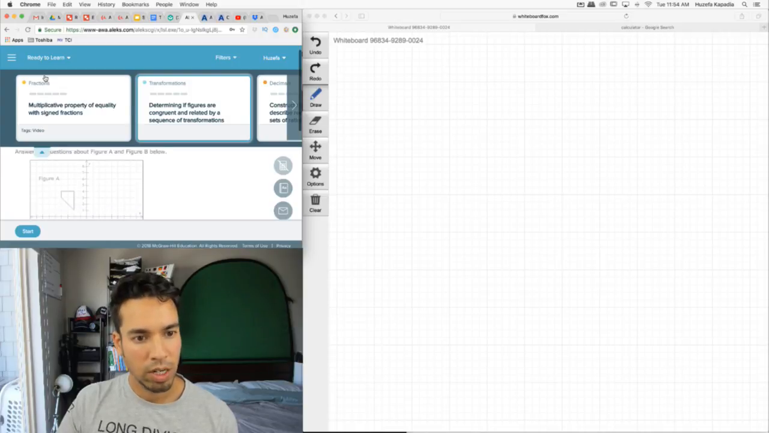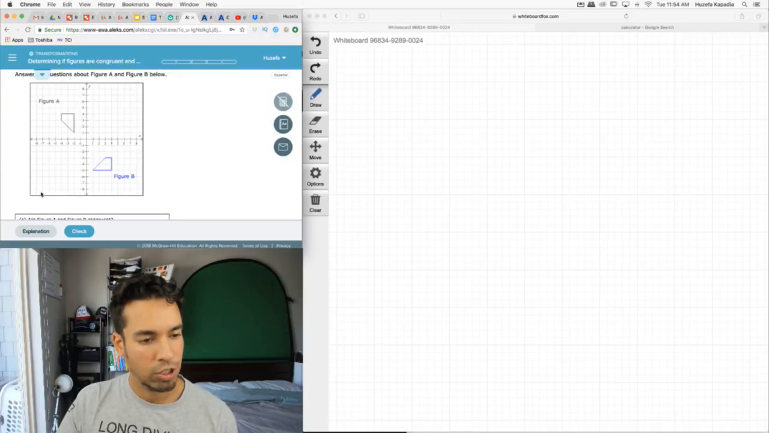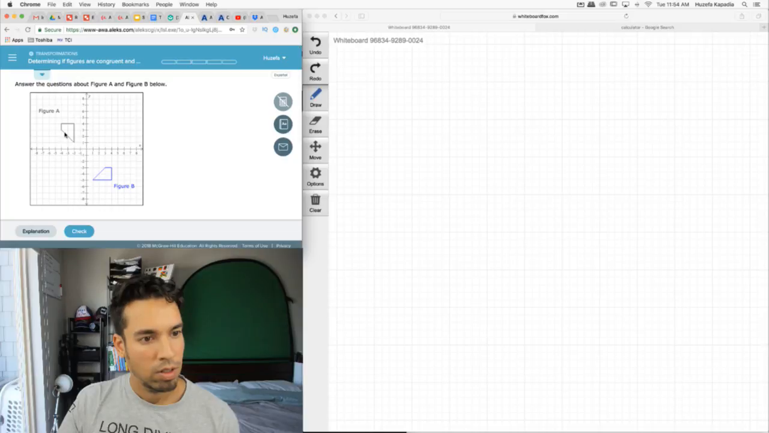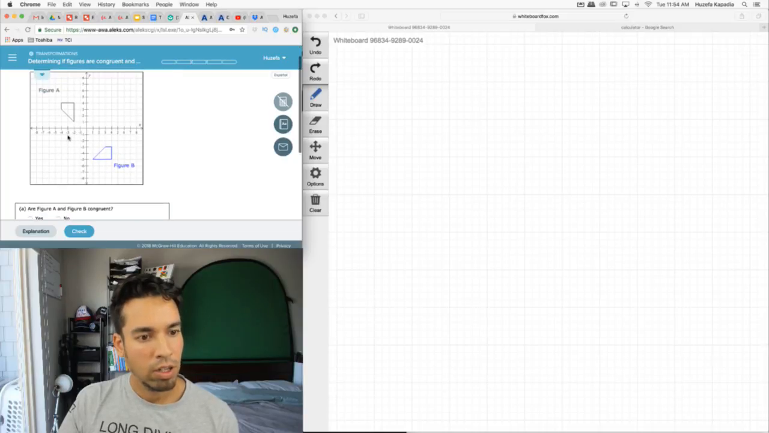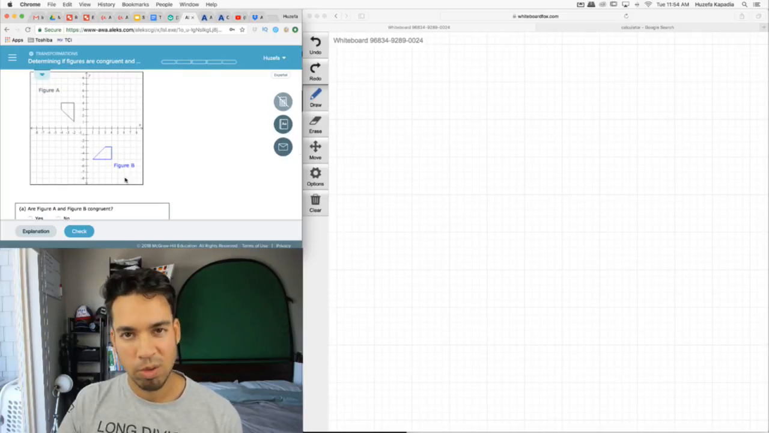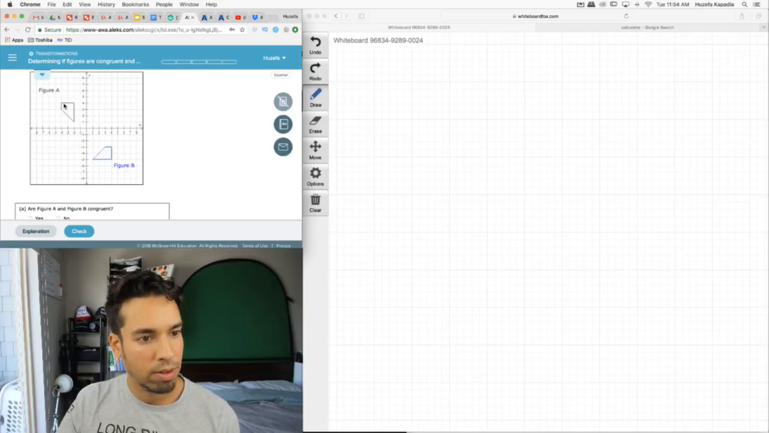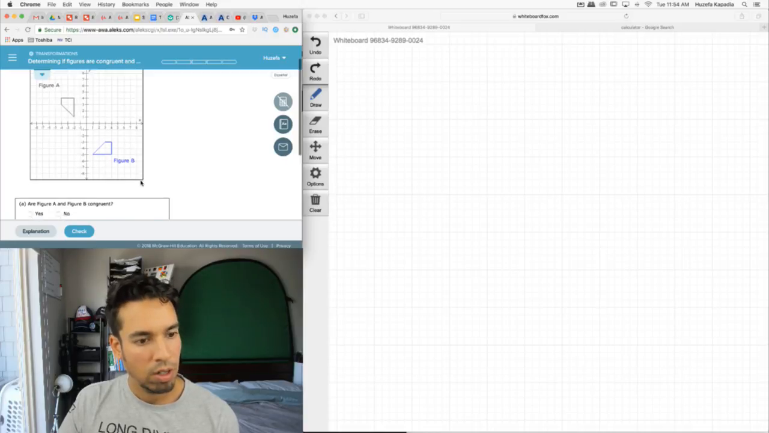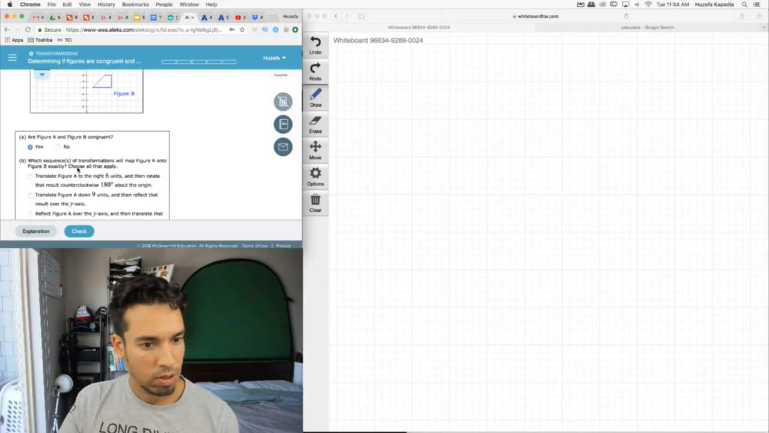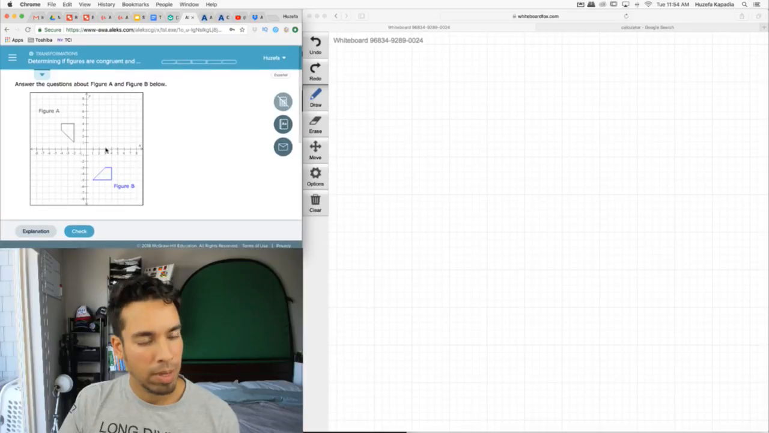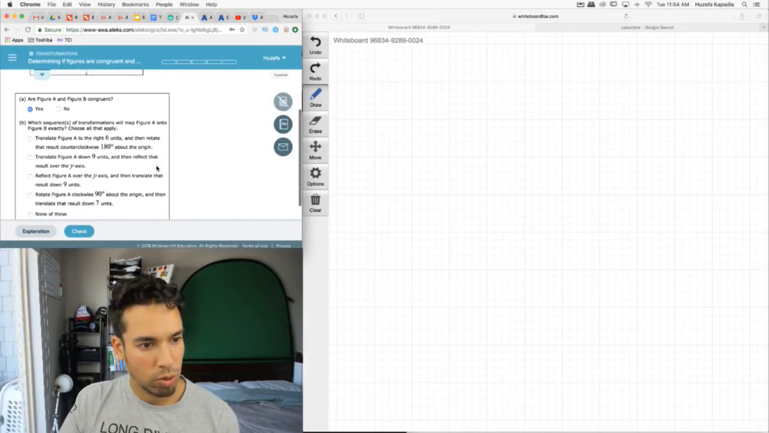Determine if figures are congruent and related by a sequence of transformations. So are they congruent? Yeah, they are. Congruent means equal. I'd say they are, right? They have a length here of 1, a length here of a little bit more than 2, a length here of 3, a length here of 2. They're both trapezoids, yes. So how could we go from A to B? Let's see which one makes it work.